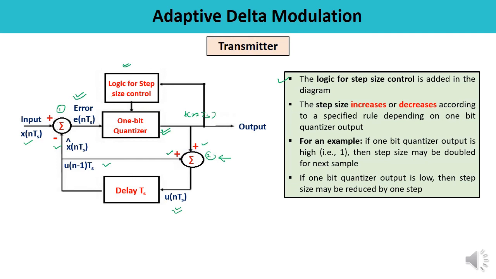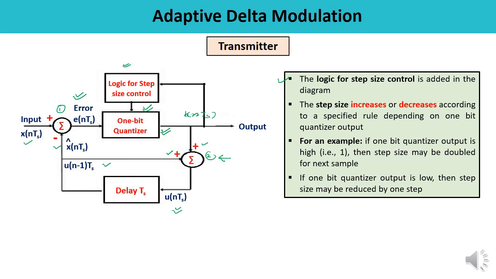So the quantizer generates the output. Output may be plus delta or minus delta. If the step size is delta, binary 1 is transmitted. If the step size is minus delta, binary 0 is being transmitted. So here the logic which is being added is the logic for the step size control. Here the step size increases or decreases according to the specified rule, depending upon the 1-bit quantizer, right? So that is why the step size is adaptive in nature, how much it must be increased or decreased.